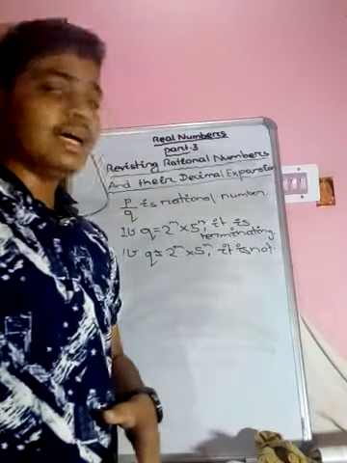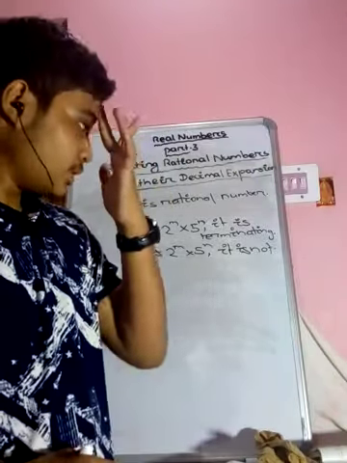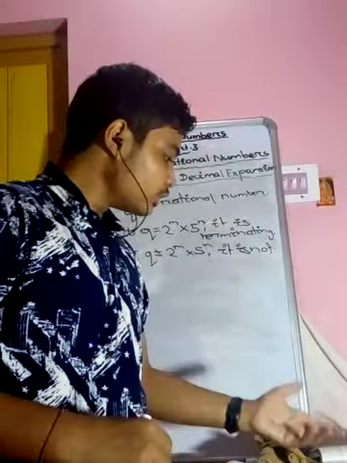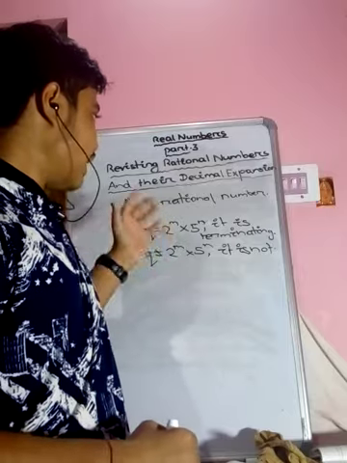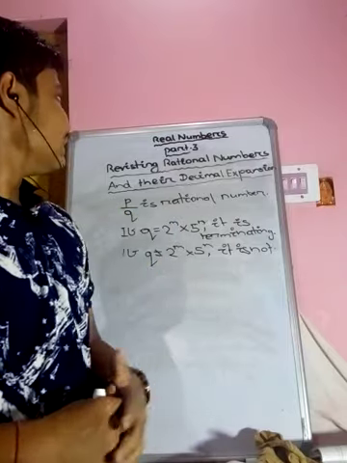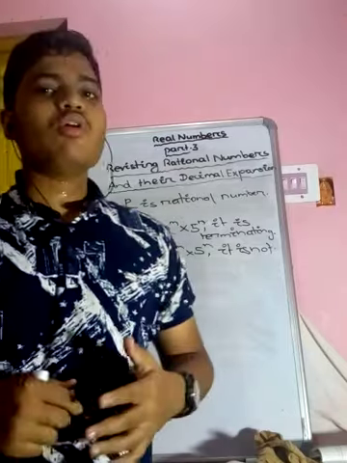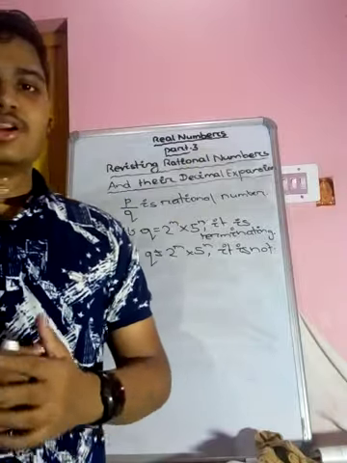Now I think you can solve the problems of the fourth exercise of the NCERT book as I have taught you revisiting rational numbers and their decimal expansions. Hope it will help you later on. Thank you.